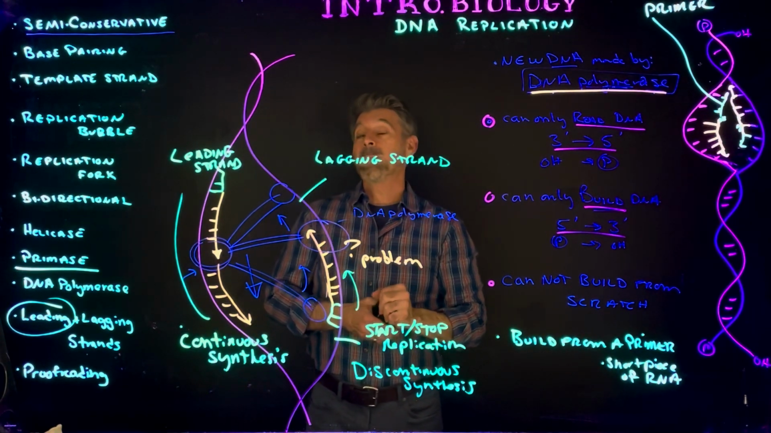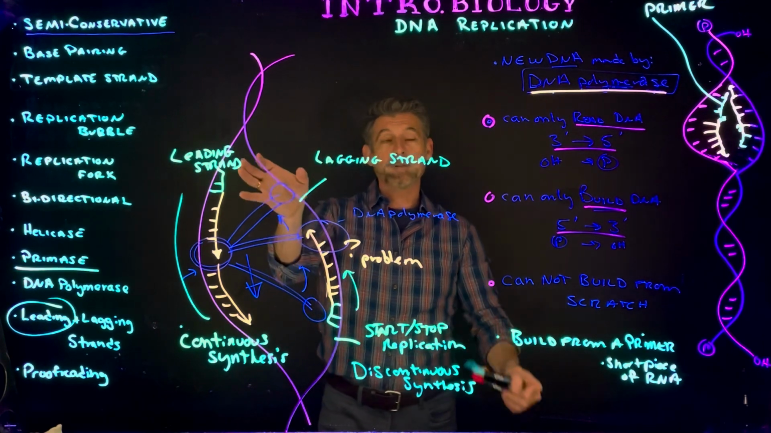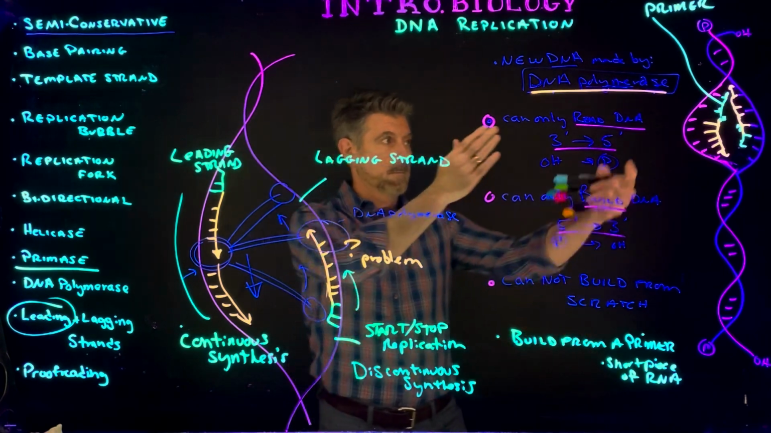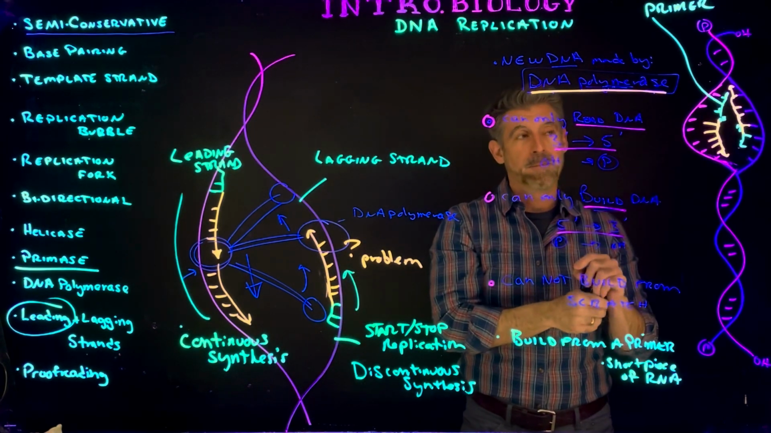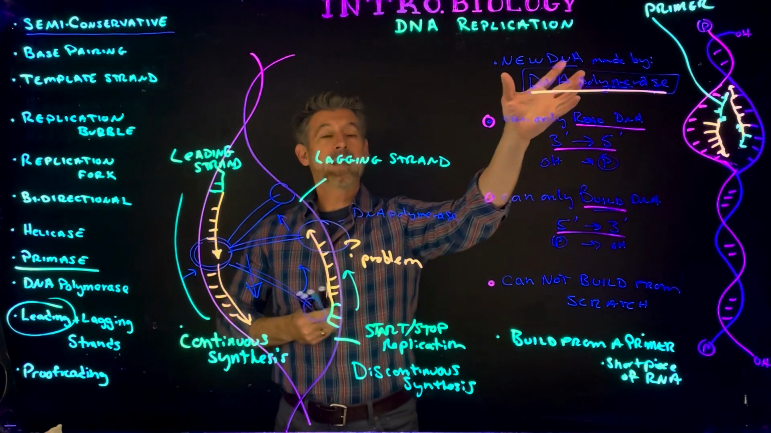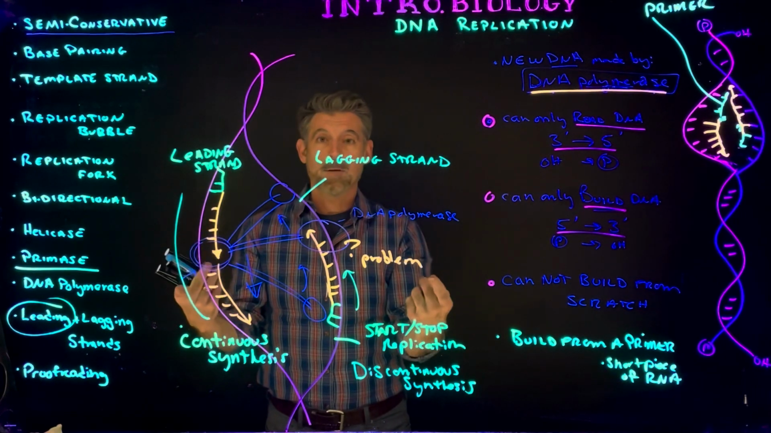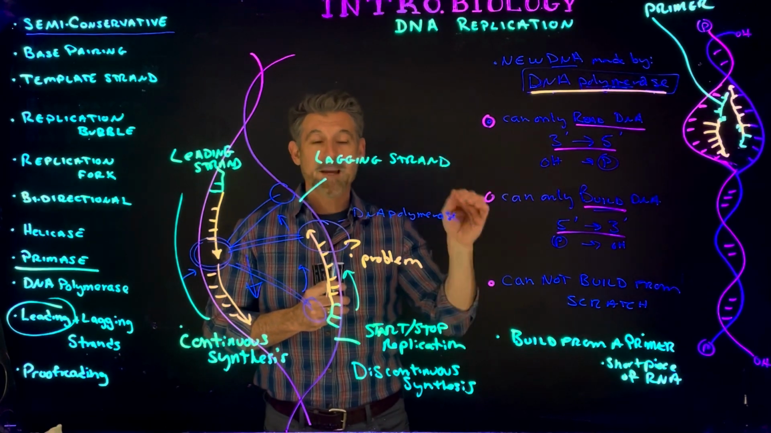All right, so when we talk about leading and lagging strand, we're talking about the template strands, the original strands, that are being used while new DNA is being built. But the new DNA is being built by an enzyme called DNA polymerase. There's one enzyme for each strand. Both of them follow the same rules.